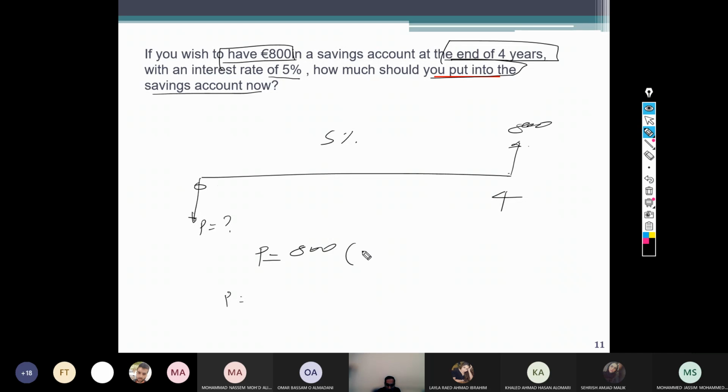Now I'm looking at the code. Find P given F. What is the I? 5%. What is the years? 4. Okay. Now, as you can see, you went backward, Ahmed. Did you put it to the power of -4?